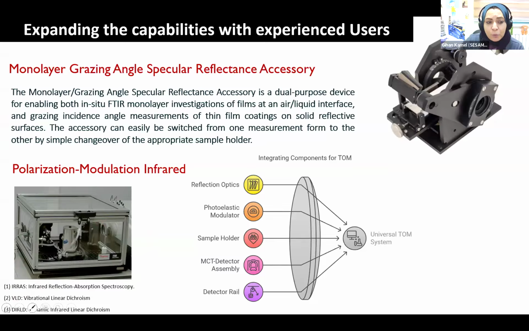So with this box, for example, we can do the IRAS, which is infrared reflection absorption spectroscopy. We can do what's called the VLD, vibrational linear dichroism. We can do the DIRLD, which is dynamic infrared linear dichroism. So with just one box, playing with the components, which are basically sample holders, detectors, some rails to move these optical components, mirrors, and so on, you can build your own experiment, connecting it to the spectrometer with the synchrotron.